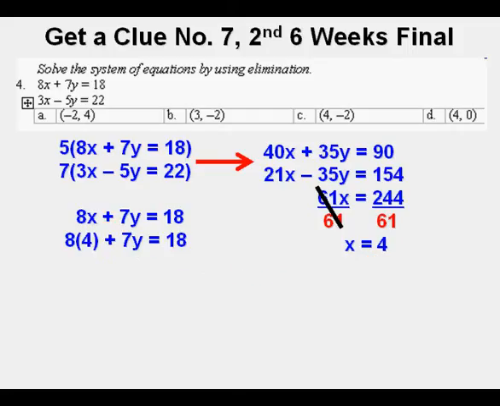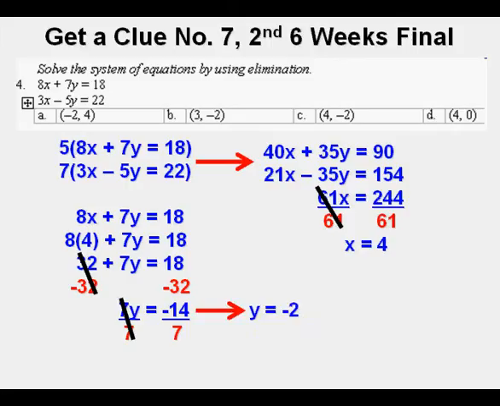So using the first equation, it becomes 8 times 4 plus 7y equals 18. This simplifies to 32 plus 7y equals 18. Subtract 32 from both sides of the equation. Cancel 32 minus 32 on the left side of the equation. Bring down what's left, 7y equals negative 14. Divide both sides of the equation by 7. 7 over 7 cancel on the left side. This simplifies to y equals negative 2.